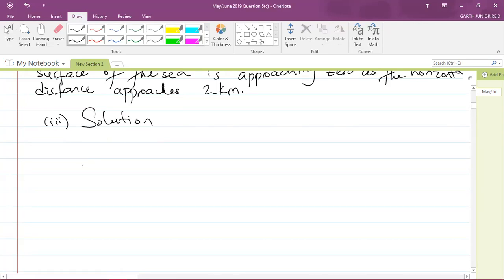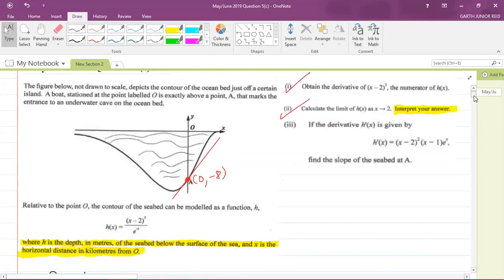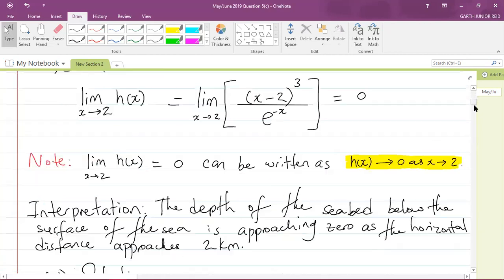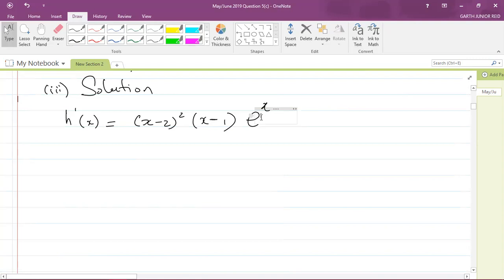Now they gave us h prime of x as (x minus 2) all squared multiplied by (x minus 1) multiplied by e to the power of x. Let's just check to ensure that is what was given. So (x minus 2) all squared times (x minus 1) times e to the x. Yes, that was what they gave us. Good. So I'm now going to substitute x as 0 into h prime.